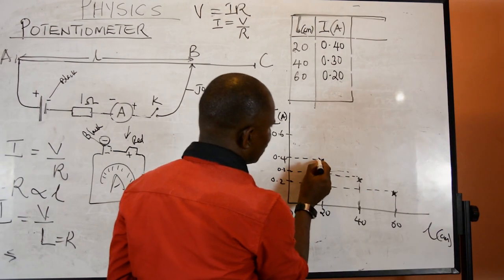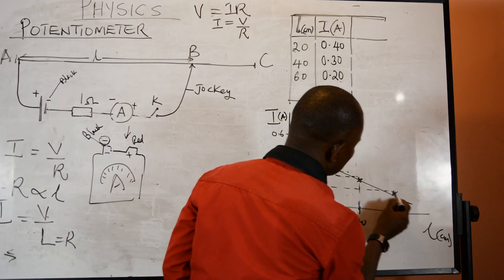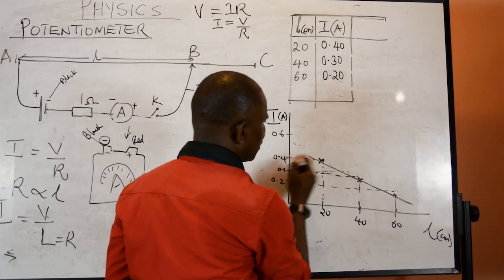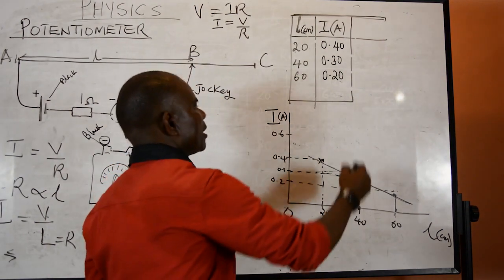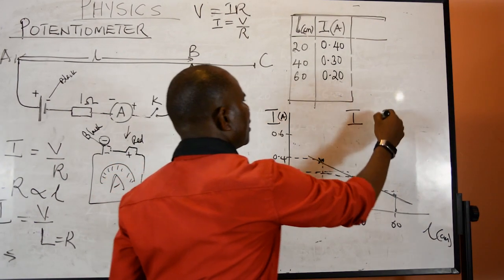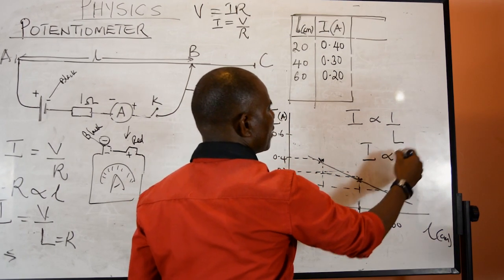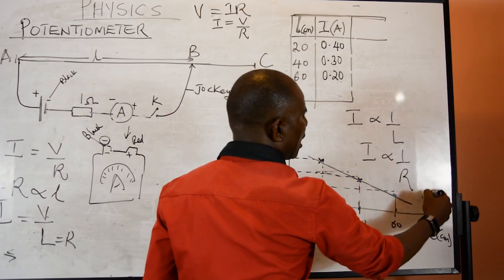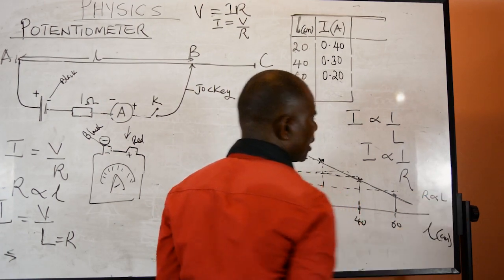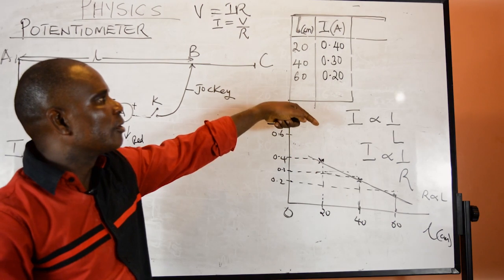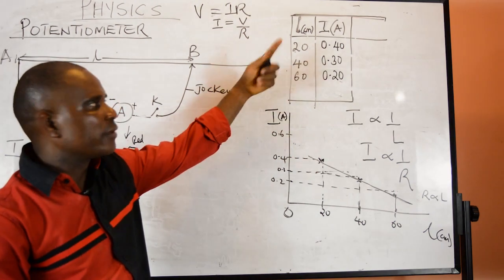So now if you draw the line, you will see that it's a straight line through those points. It's telling you that there is an inverse proportionality. I is inversely proportional to L. That is, I is inversely proportional to R, since R is directly proportional to L. So you have seen the relationship. As the length was increasing, the current was dropping, and vice versa.